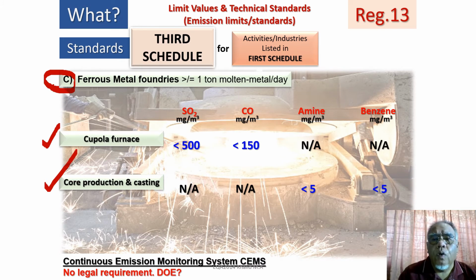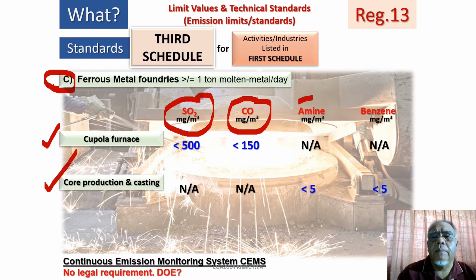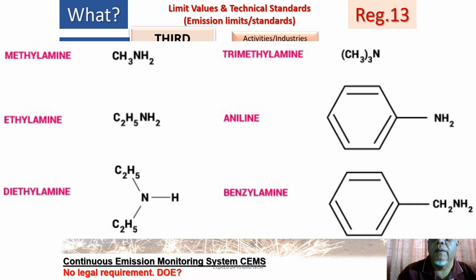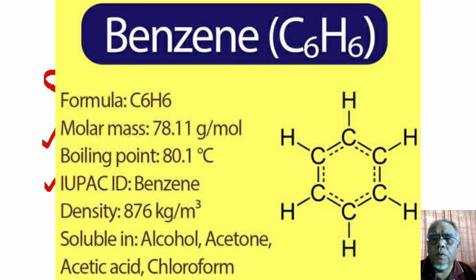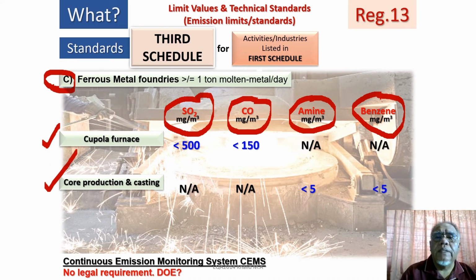If you look at the parameters, there's only 4 of them. The first one is sulfur dioxide. Second one is carbon monoxide. The third one is amine, it could be in the amine group. And the fourth parameter is benzene. So these are the 4 important parameters related to activities listed in the first schedule, and this activity is ferrous metal foundries. For cupola furnace, only sulfur dioxide and carbon monoxide is regulated, nothing else.